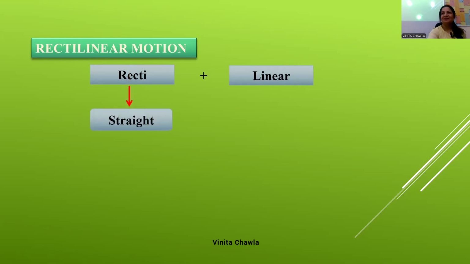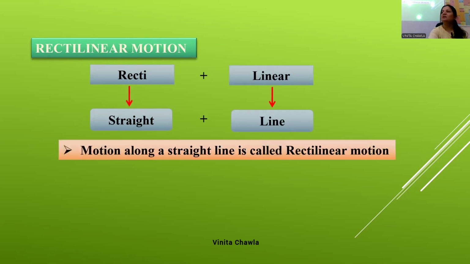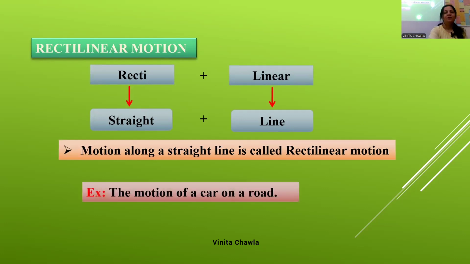So recti means straight and linear means line. So when the object moves in a straight line, then it is called rectilinear motion. Motion along a straight line. For example, motion of a car on a road. When a car moves on the road in a straight line, it is a rectilinear motion. Example of rectilinear motion.